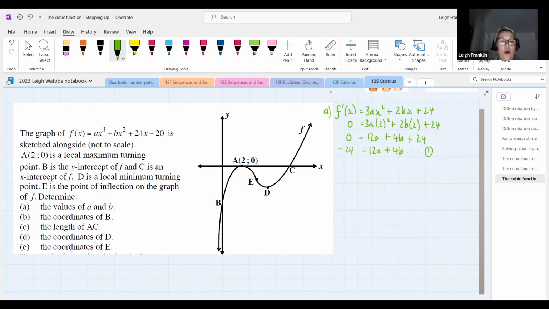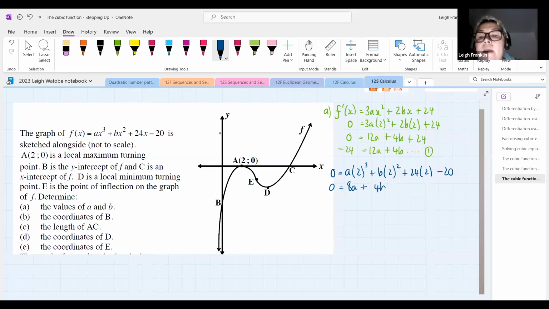As Zedalia said, we are also going to sub the coordinates (2, 0) into the original equation. So we're treating 2 and 0 as x and y coordinates. Subbing those in, we would get 0 equals a times 2 cubed plus b times 2 squared plus 24 times 2 minus 20. Again, we just want to multiply things out. So this would give us 8a plus 4b plus 48 minus 20. If I bring that over to the other side, it would be plus 28 on this side, so it's going to be minus 28 equals 8a plus 4b, and that is equation number 2.